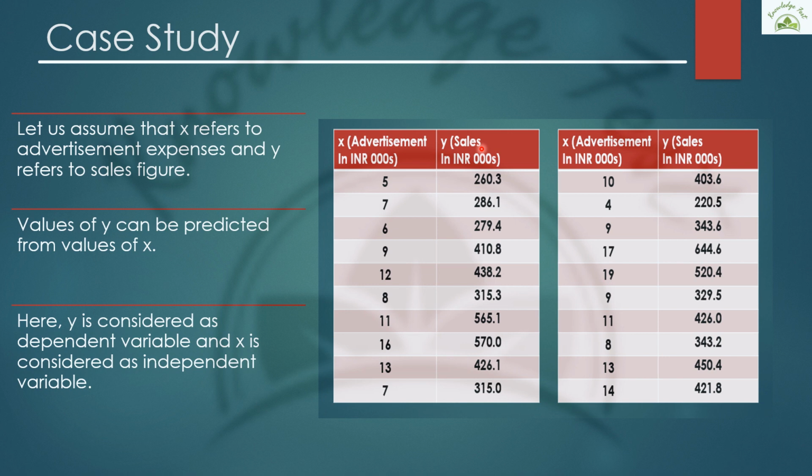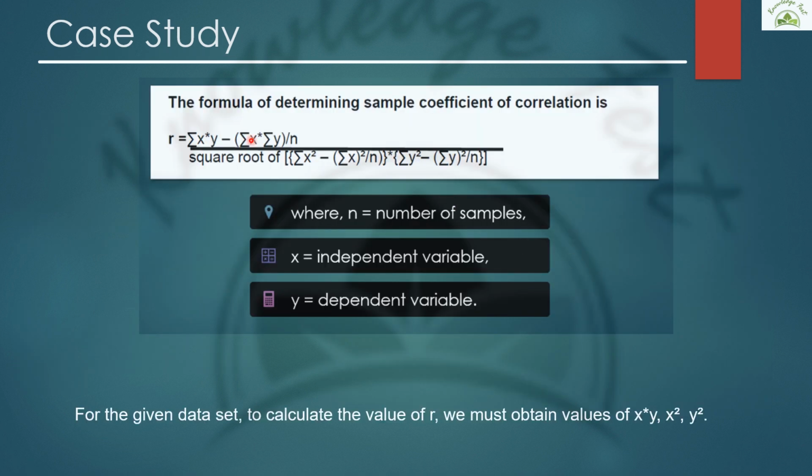Okay, so moving on to the next slide. Now we know the formula for calculating the R value, right? So for this given data set, whatever data has been provided in the case study, to calculate the value of R, what do we have to do? We have to obtain the values of x into y, the product of x and y. Then we have to calculate x square, and then y square. So these three values will be very important in order to calculate the value of R.